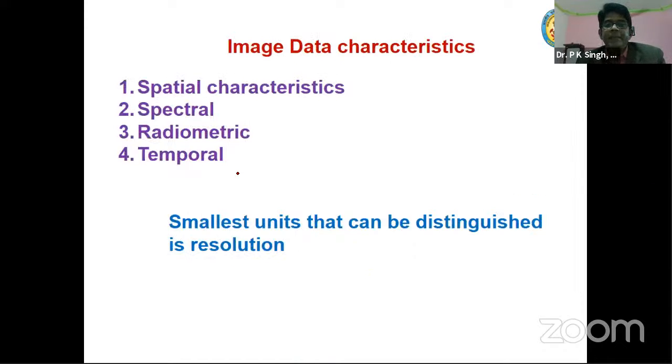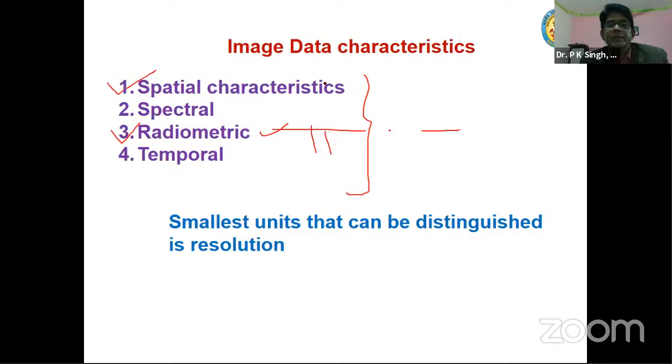Then image data characteristics. You must know what type of data you are interested in, what type of data you have taken, and what are the characteristics of that data. Radiometric data I have explained. What is the bit size? If it is 1 bit, then only black and white you will be able to see, 0 and 1. If it is 8 bit, it is gray scale, light to dark. If it is 16 bit, more than 65,000 pieces of information you can store. So that is radiometric resolution.